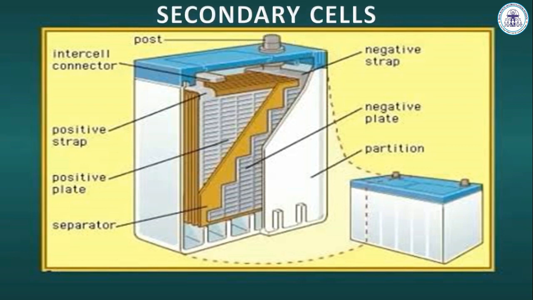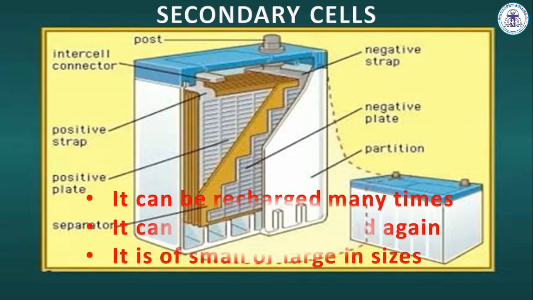Next, let us know about secondary cell. A cell that can be recharged many number of times is called secondary cell. These cells can be recharged by passing electric current. So they can be used again and again.